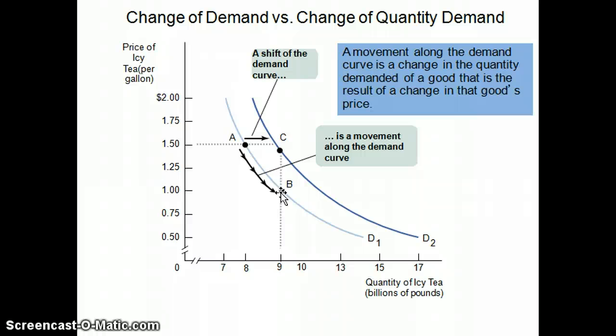So there are two ways to reach 9 billion pounds of tea. A shift in demand caused by something other than price, which would be the movement from point A to point C, versus a movement along the demand curve, which is due to price.